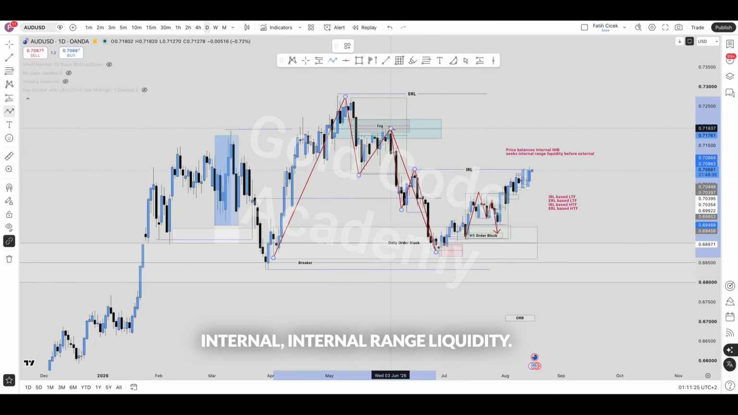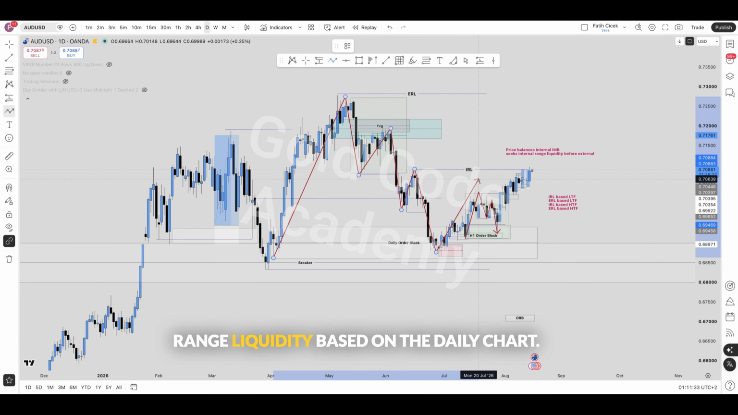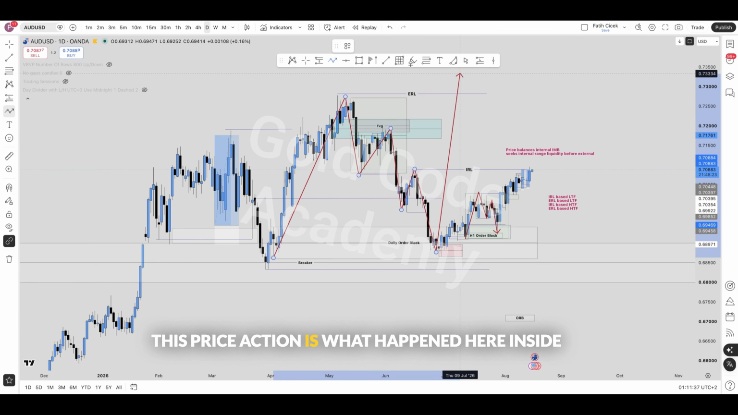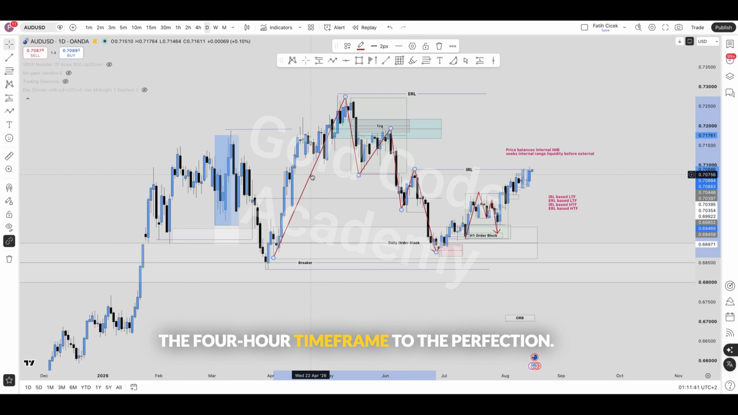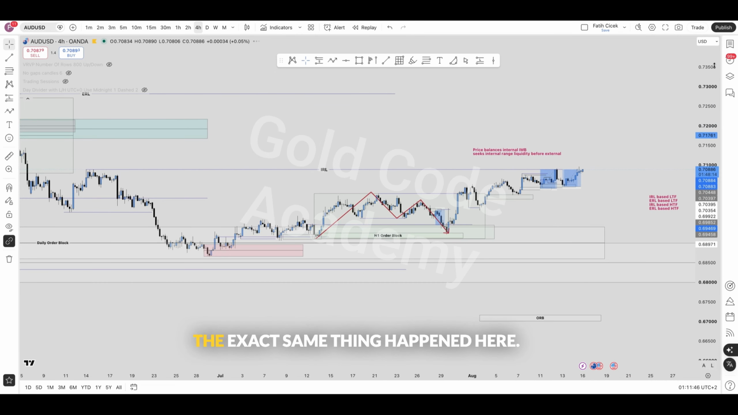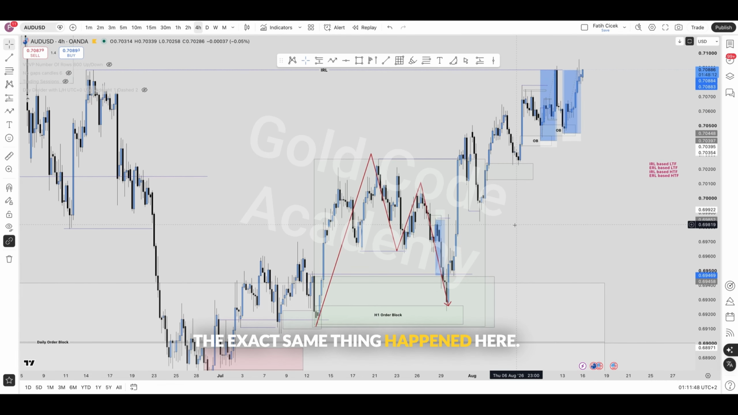Internal range liquidity. Okay. And then we're targeting these highs over here, which is going to be our internal range liquidity based on the daily chart. This price action is what happened here inside the 4-hour time frame to the perfection. Okay, the exact same thing happened here.